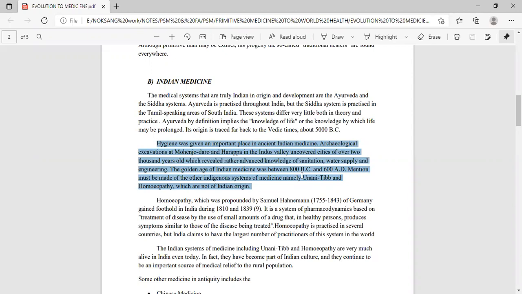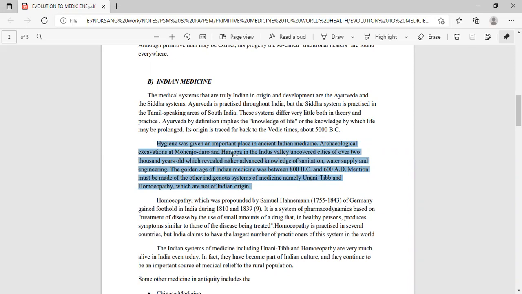This system of medicine was mainly used to cure skin lesions, skin infections, liver problems, and reproductive system problems. All these medical problems were solved at that time through this form of medicine, that is Unani Tibb, and homeopathy, which is still used. These two medicines are not Indian in origin, it is said here.